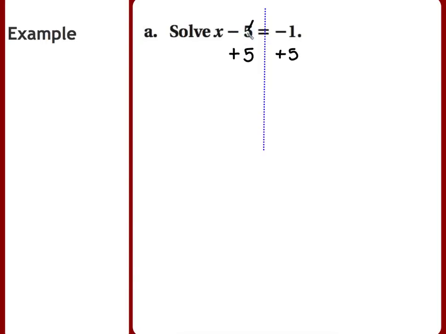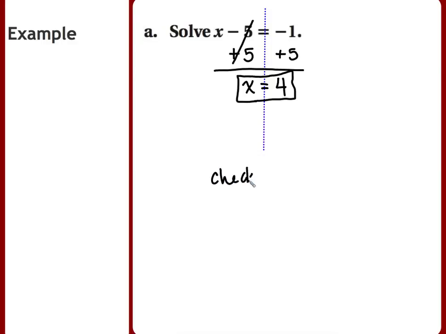Those cancel to 0. So on the left side, I have x, which is equal to a positive 5 and a negative 1, which is a positive 4. So I think that my answer is x is equal to 4.